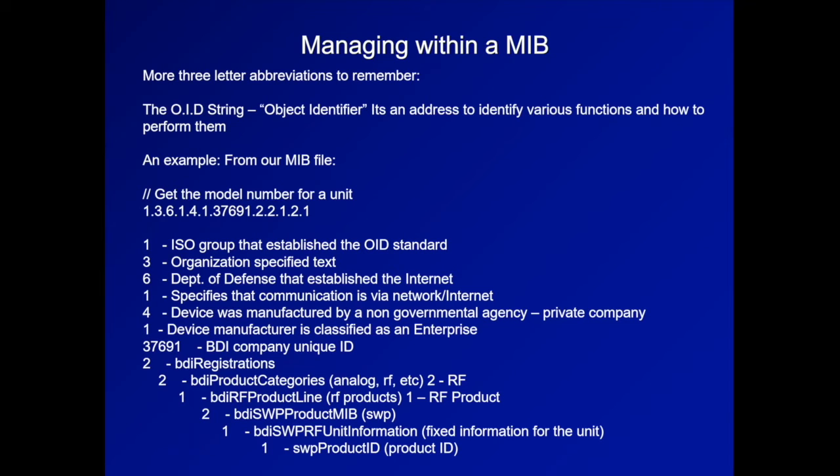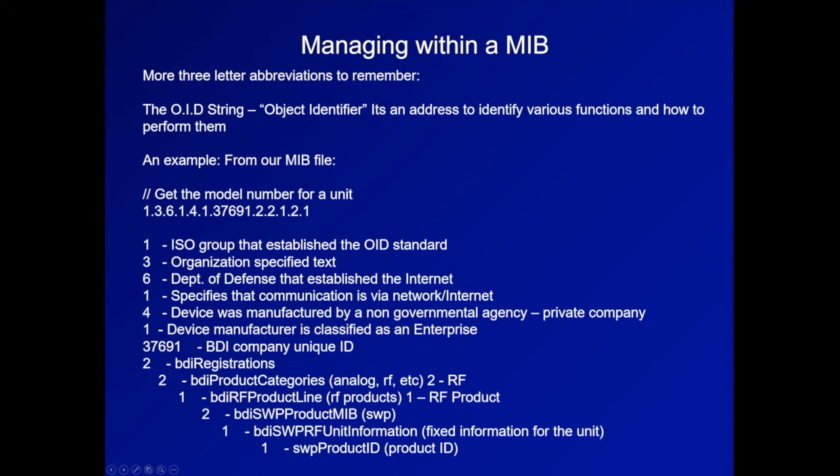4 means the device was manufactured by a non-governmental agency, a private company. Governmental OIDs have a different number, I don't know what the number is, so it's a governmental system. And then the last one there in that first group means the device manufacturer is classified as an enterprise. So then the next thing is a group of 5 digits, which is the specific company ID.